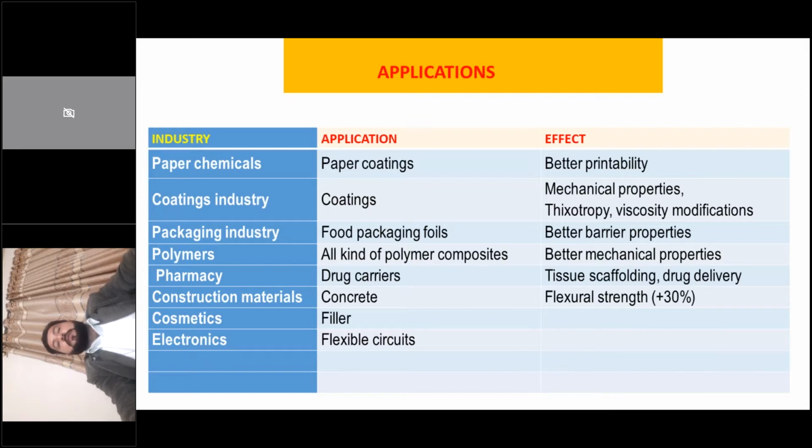And in food packaging, it shows better barrier properties for various types of gases and various types of solvents, and all kinds of polymer composites which are synthesized based on nanocellulose, on which our project is running at the moment, show better mechanical properties. We are interested to improve the mechanical properties of low density polyethylene and other polymers like polypropylene, etc.